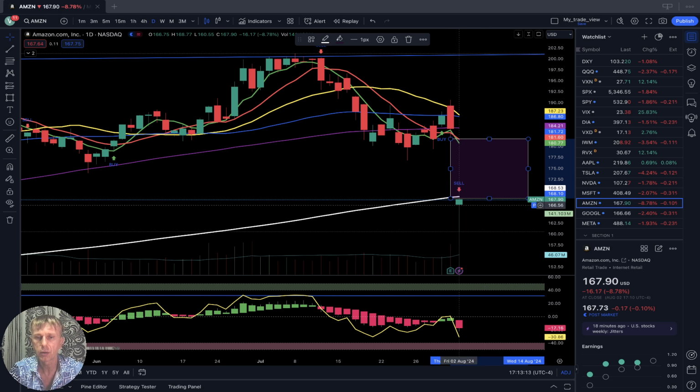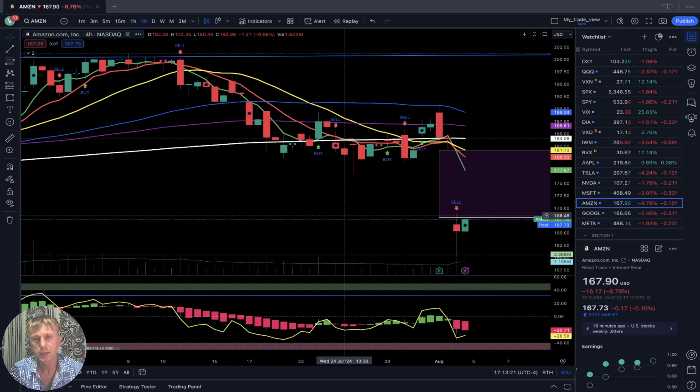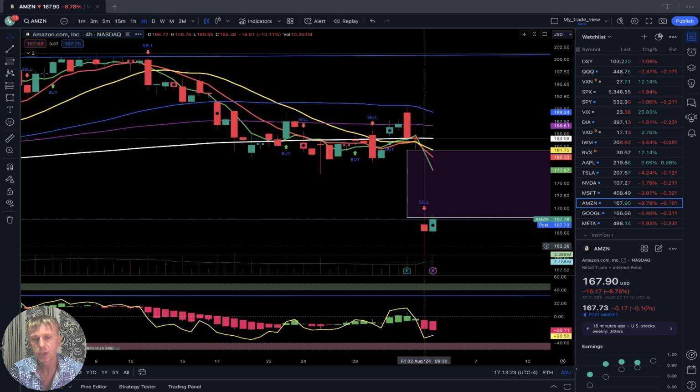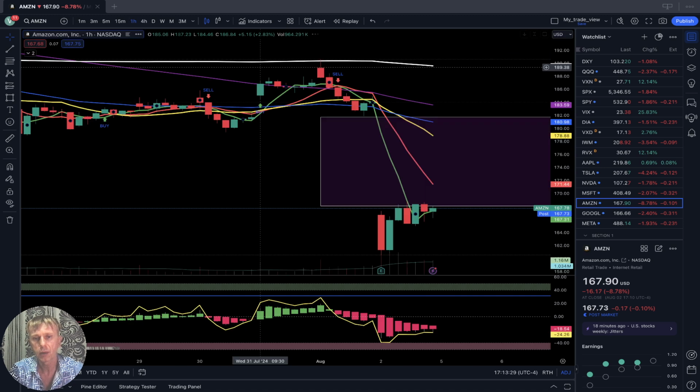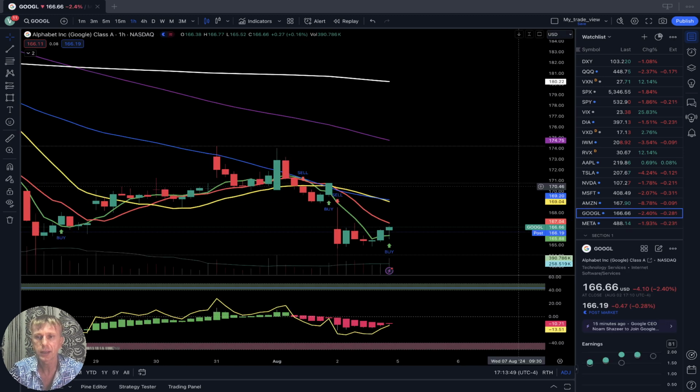Definitely very oversold. Definitely disconnected from all moving averages. Very bearish. 4 hours time frame, same. You see last bar disconnected from all moving averages. Bearish trend. 1 hour time frame, bearish trend, last bar below all moving averages. Still bearish, but definitely it wants to go sideways and moving averages will come back to bars. Bearish trend for Amazon.